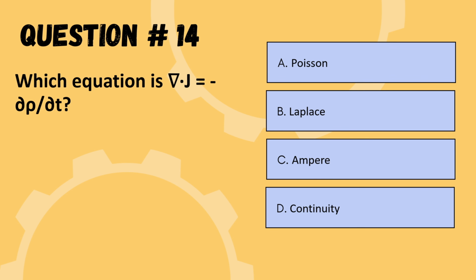Question number 14 is, which equation is del dot J equals minus dρ by dt? Options are Poisson, Laplace, Ampere or continuity. So the correct option is option D, continuity. So we are moving to the next question.